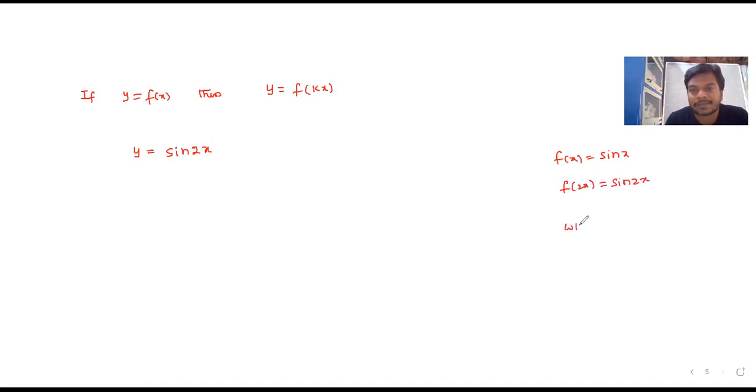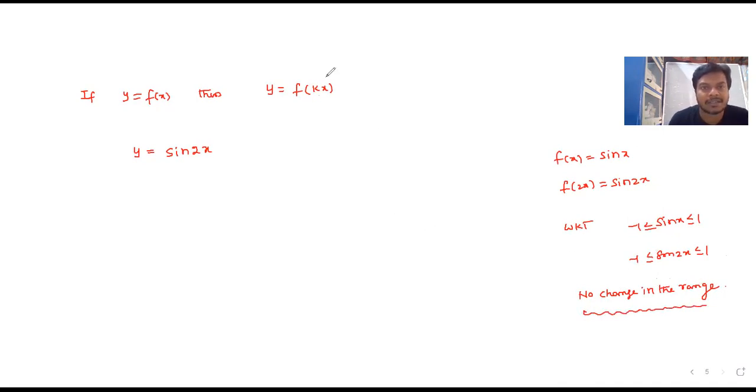We know that sin x ranges from -1 to 1, and sine of 2x range is also -1 to 1. That means no change in the range, remember. Okay, when you multiply internally with some constant k, then unchanged range exists in this case. Draw the graph of sine 2x with the help of sine x now.